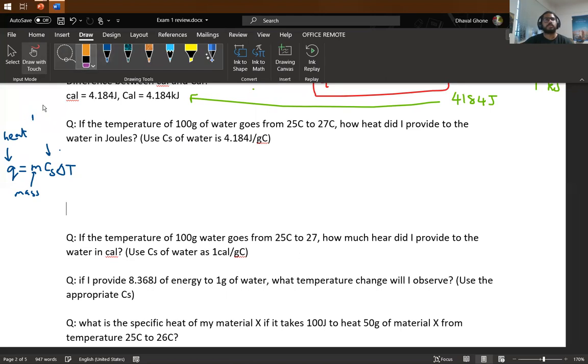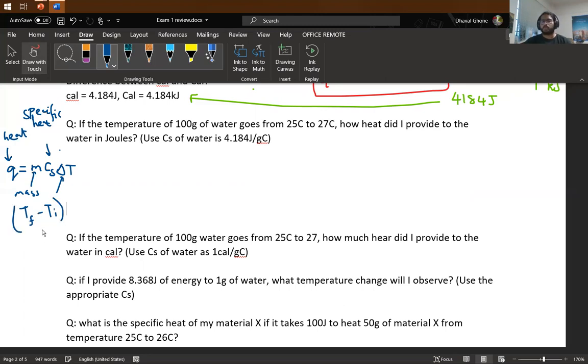Oops, it's hard to write with the mouse on a Word doc. Specific heat, and delta T is the change in temperature that occurred. And so my question to you guys now is, how do you find the change in temperature? You will be given two temperatures, an initial one and a final one. To find delta T, you always do temperature final minus temperature initial, no matter what. Even if it's a question about heating or cooling, you always do final minus initial to get delta T.